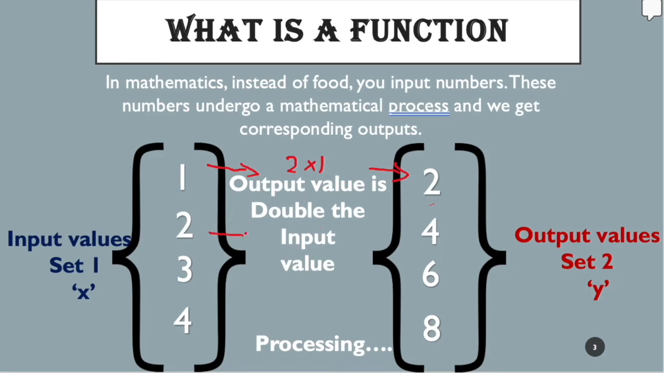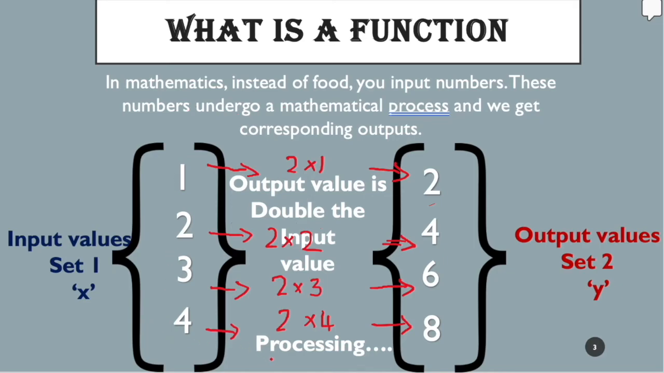If you input 2, you get double the value of input 2, which would be 4. If you input a value of 3, you get double the value of 3 as your output, which is 6. If you input a value of 4, you get double the value of 4, which would be 8, as your output. So this set of 2, 4, 6, 8 are called the output values. You get these 2, 4, 6, 8 when you apply the rule to this input set.